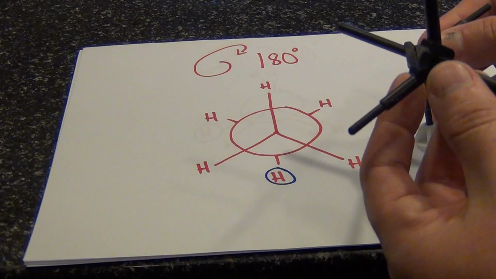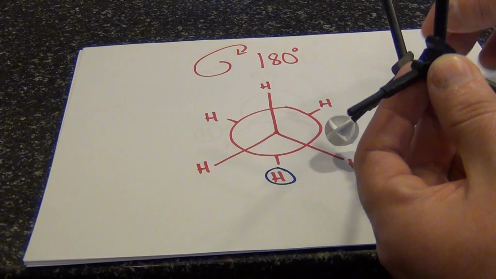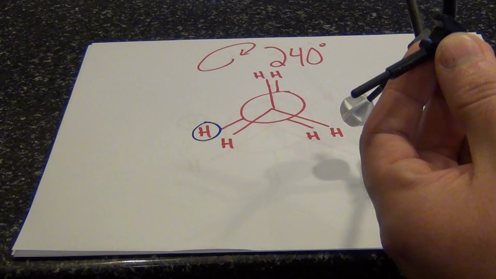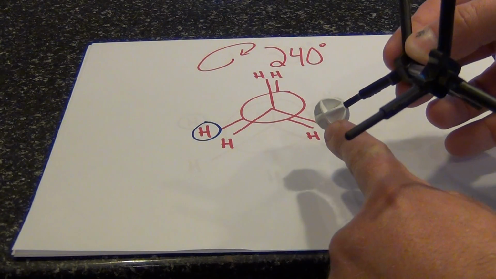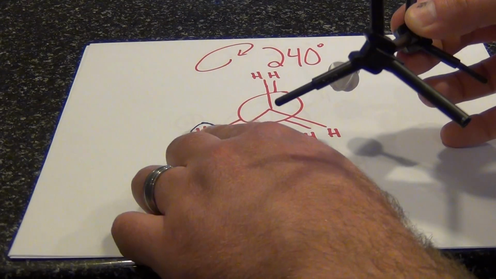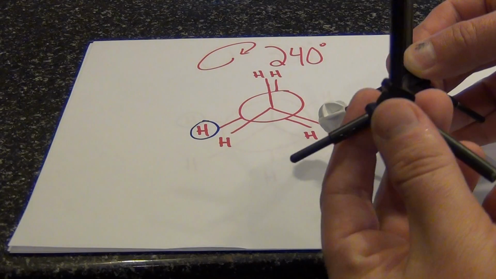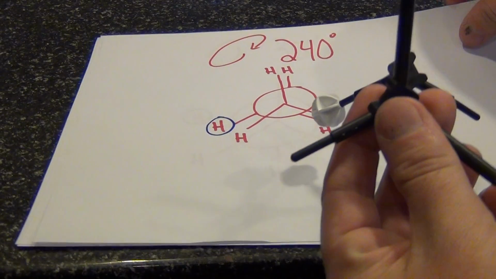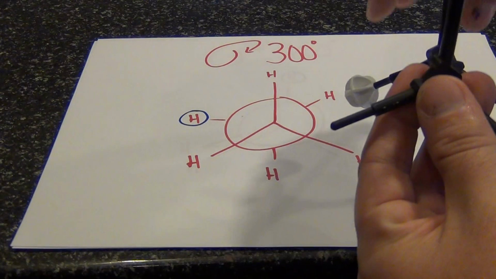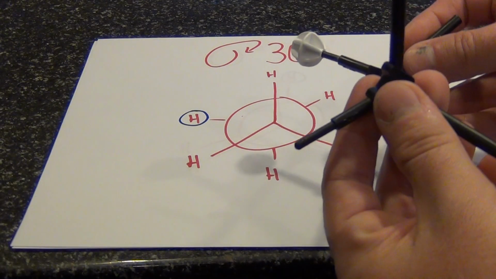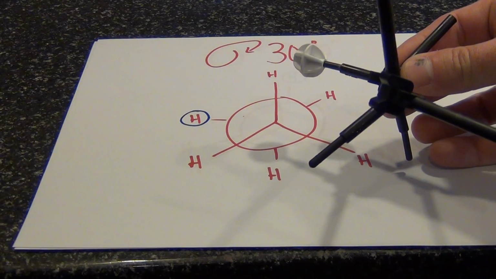So now we just have a few more rotations to go. 60 more degrees will bring us to 240. Notice our labeled hydrogen is going now to the left behind this hydrogen. We just have 2 more rotations to go. If we rotate 60 degrees again, will result in this conformation.